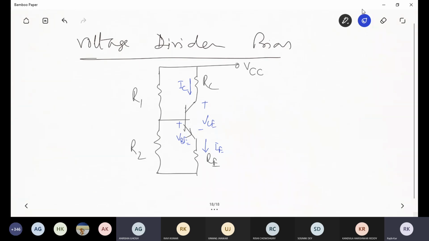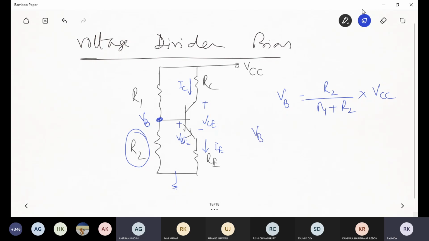You know how to find out the value of voltage at this point, VB. Okay, it's a potential divider bias. The voltage across this R2 will be considered as VB, because VB is the voltage at this point with respect to ground. So I assume this particular terminal is grounded. So this voltage will be R2 divided by R1 plus R2 into VCC.